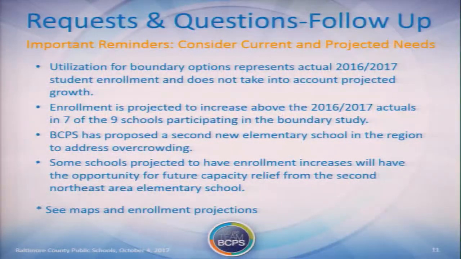So some important reminders, because we're working in an area, and you live in an area, that's really undergoing change. There's a lot of growth in this area and in specific parts of this area. So it's important not to only look at what we have currently in terms of current student data, but also to look at what's coming down the road and schools that are expected to grow the most as a result of projected growth. Utilization for the options does represent the 16-17 enrollment, but doesn't take into account that projected growth. So you have to also think about, okay, should we leave a school on the lighter side, whatever school it may be, so that it can absorb future growth that you know is coming.